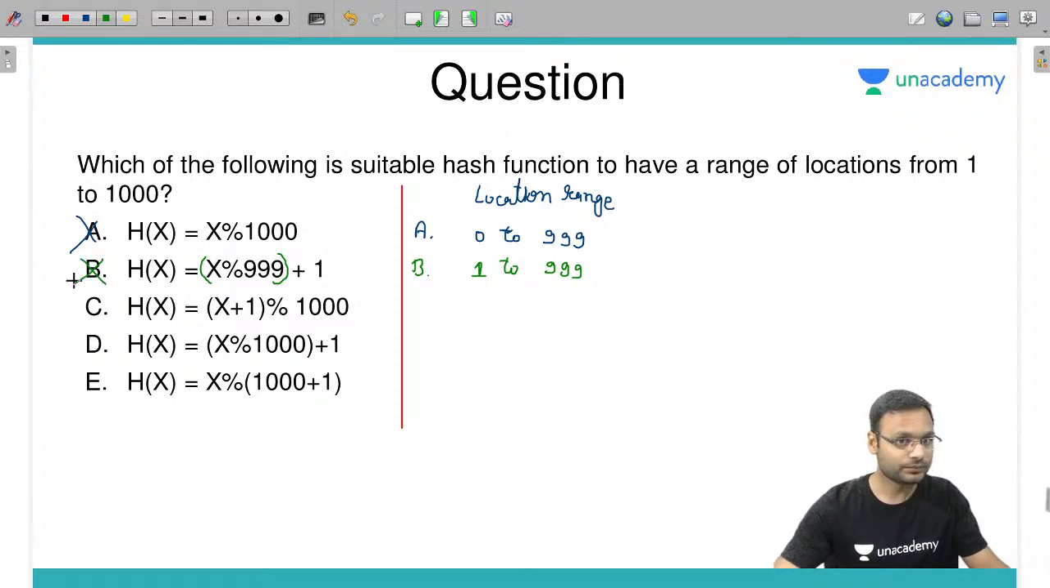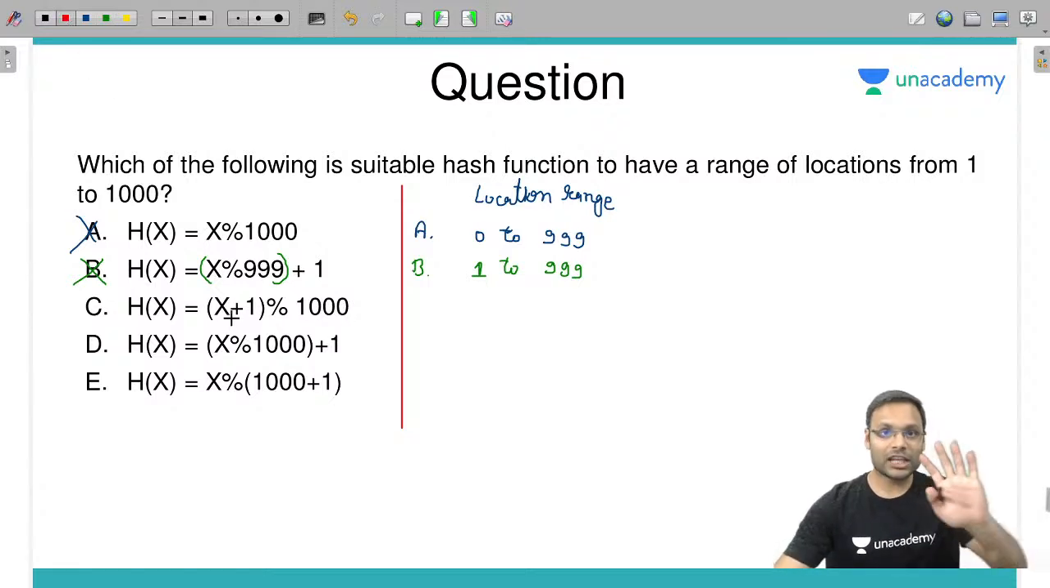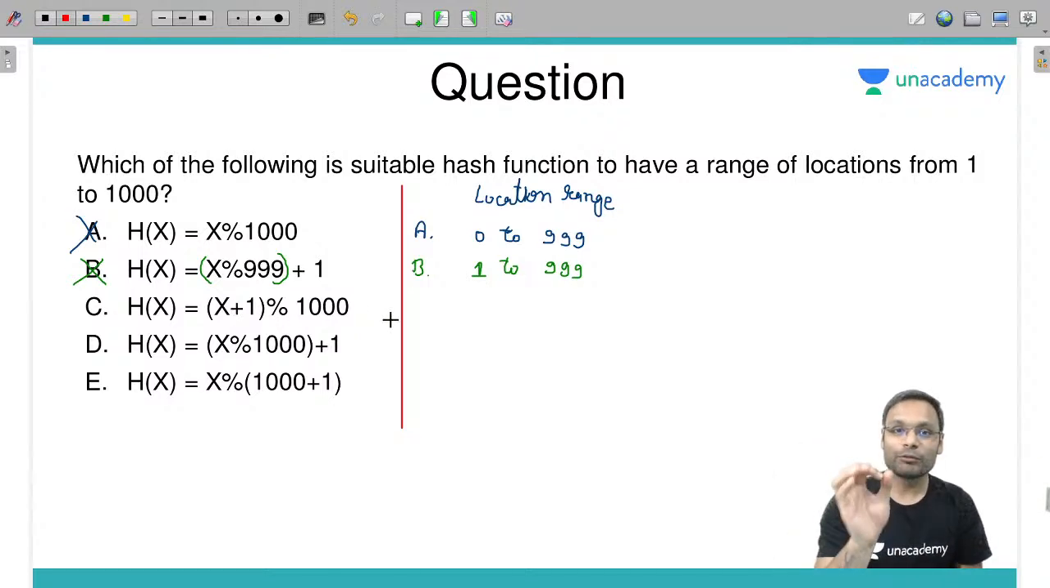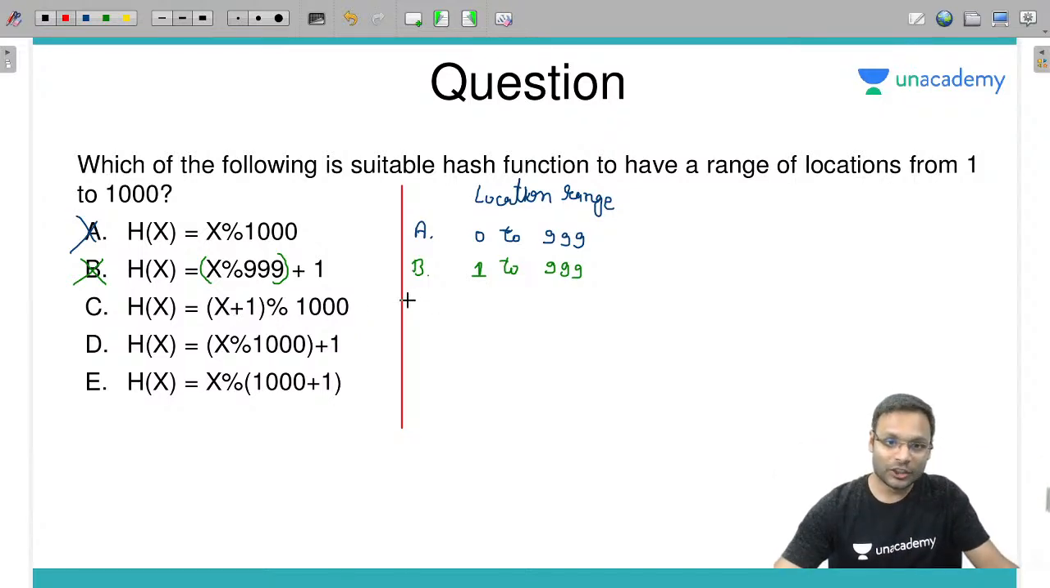This is wrong. Next, first x plus 1, then mod 1000. If you go for x plus 1 first, x plus 1 is something, then mod 1000. At the end, if you are doing mod 1000, then you will get the range between 0 to 999. You cannot get 1000 by taking mod 1000.